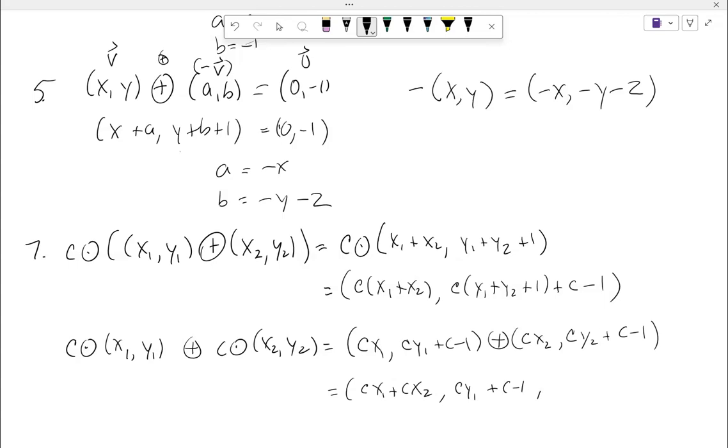Okay. Yeah, so we have the cy1 plus c minus 1 plus cy2 plus c minus 1. And then what goes on the end? Plus 1, right? The rule says add the components and then add an extra 1 on the end, right? Add the 2 components together and then add a 1. Do these 2 things equal to each other?